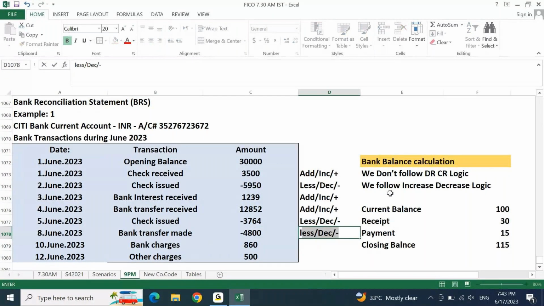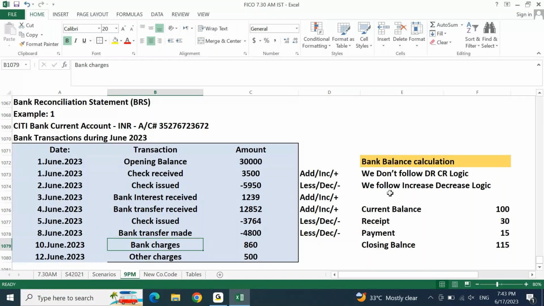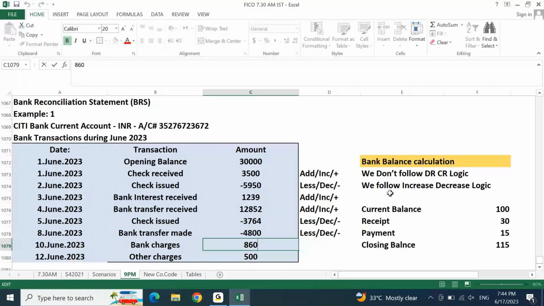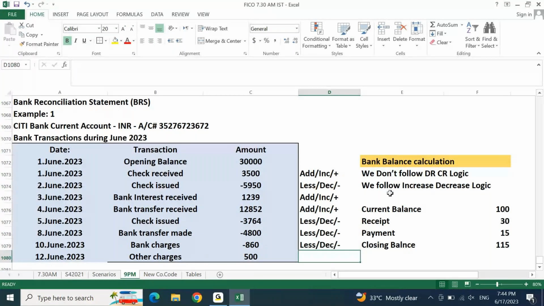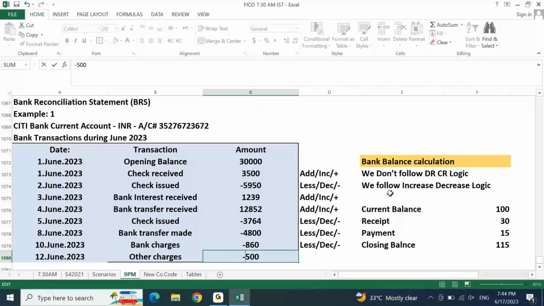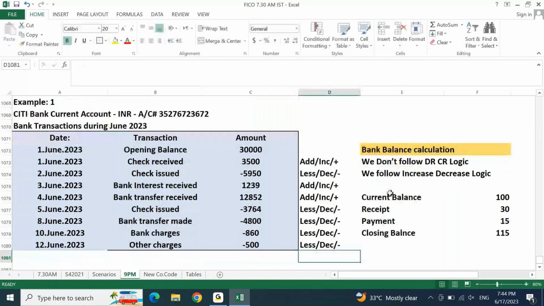Next one is your bank charges. When you have bank charges, your account balance will increase or decrease? Decrease. Your account balance will decrease. For any decrease in the account balance, it's a negative number. So I'll put less here. Last one, other charges. If you have any other charges in your account, your balance will increase or decrease? Decrease. It will decrease. Decrease is again a negative number. Here I'll put less.